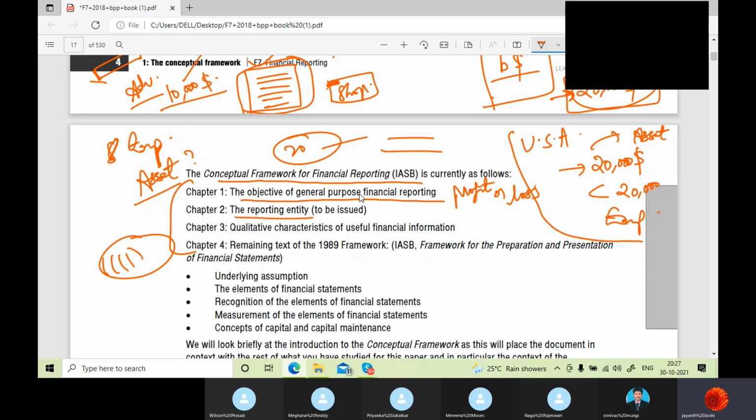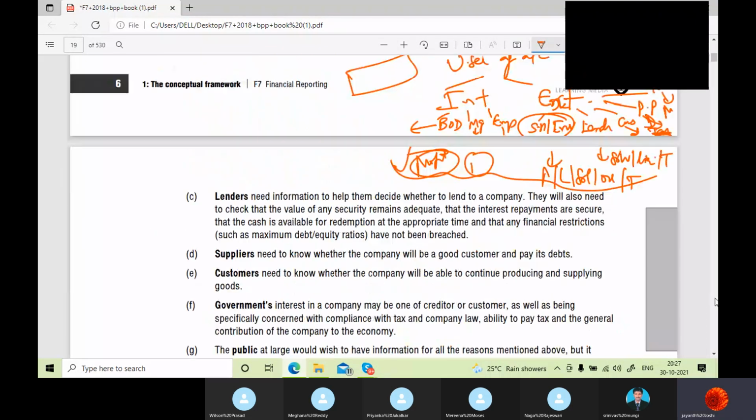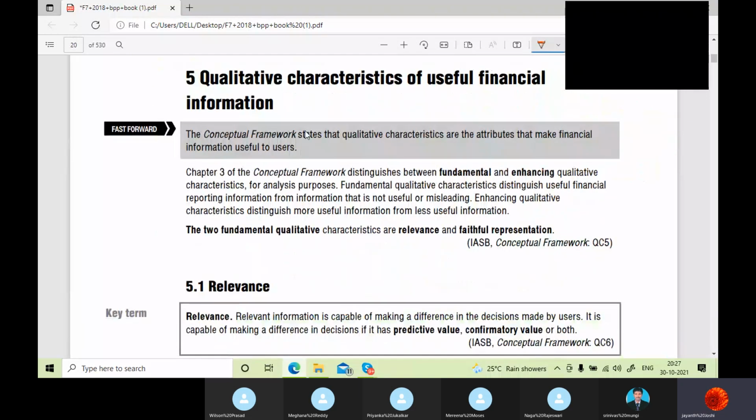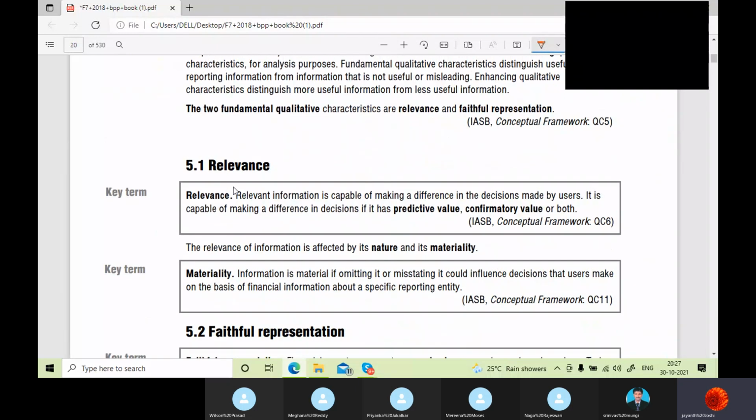Who is the reporting entity? The one which prepares the financial reports. Qualitative characteristics of useful financial information. Let's check that even simultaneously. See, the qualitative characteristics of useful financial information are, the financial information should be relevant.